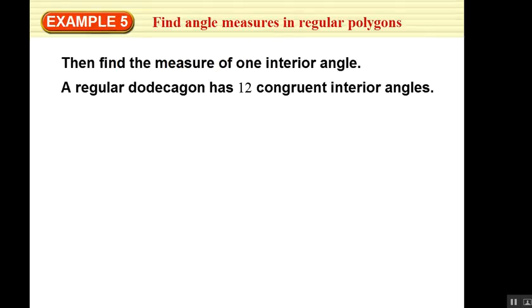Last example, find the measure of the interior angle of a regular dodecagon. A dodecagon has 12 angles because it has 12 congruent sides as well. So (12 minus 2) times 180, so that's 10 times 180, that's 1800. Now since it's a regular dodecagon, it has 12 equal angles, so each one has to be 150.